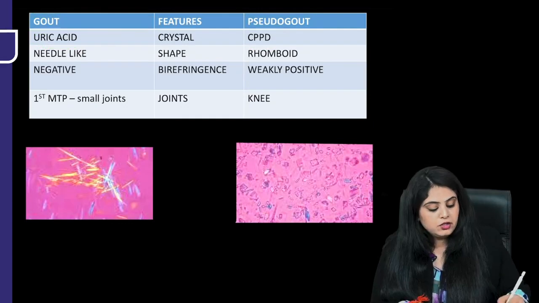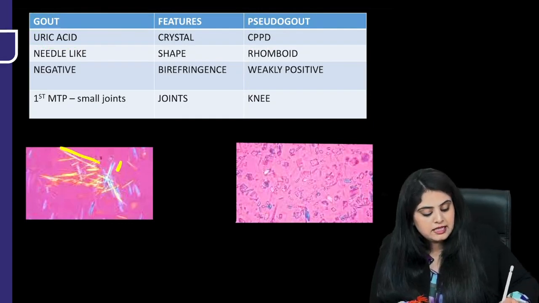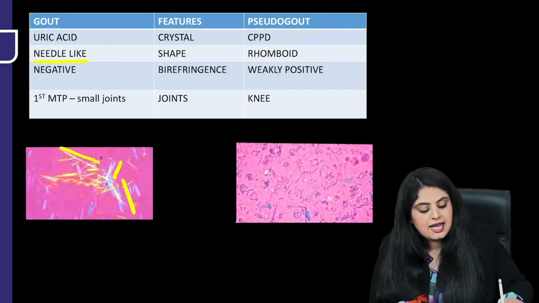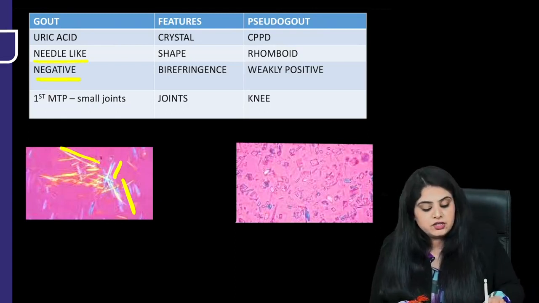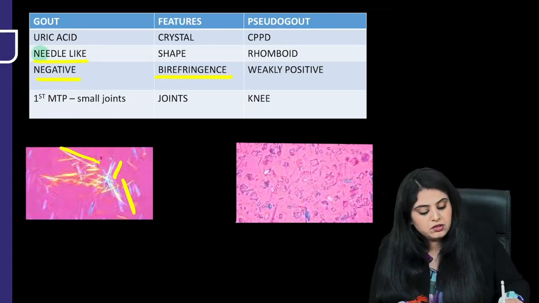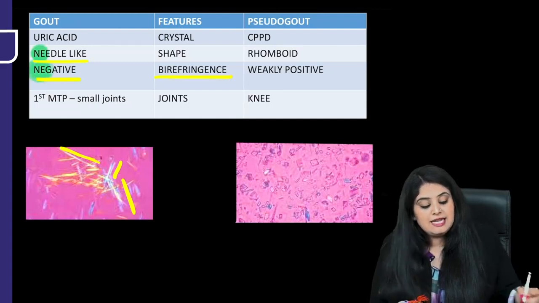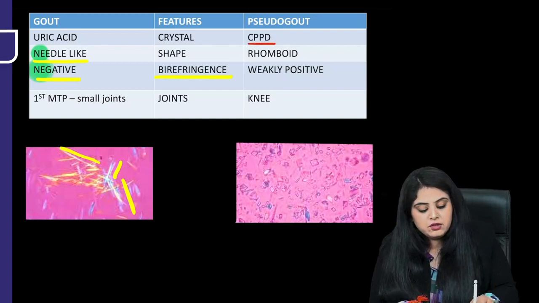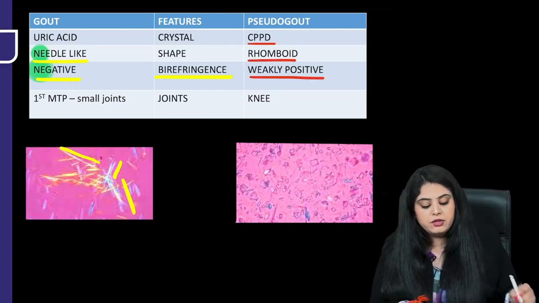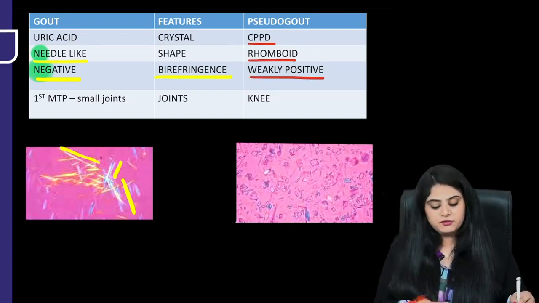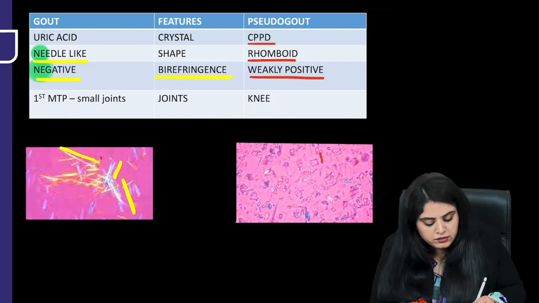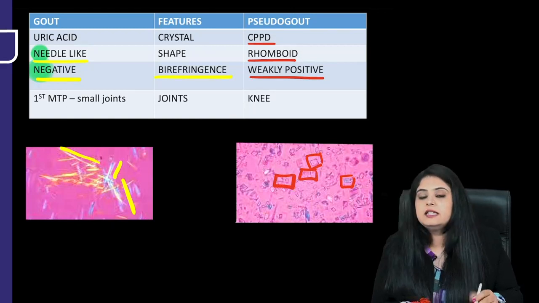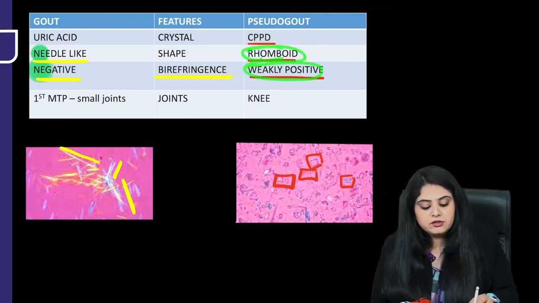First of all, uric acid is going to look like a needle, and it is negatively birefringent. So remember, uric acid looks like a needle and is negatively birefringent. Whereas CPPD is going to be rhomboid and weakly positive birefringent. So when you see these rhomboid crystals with little positivity, you know it is going to be a case of pseudogout.